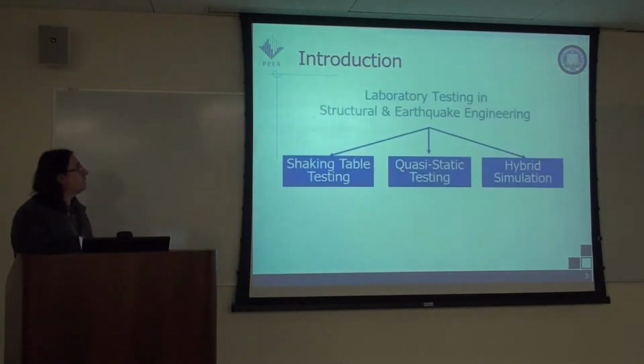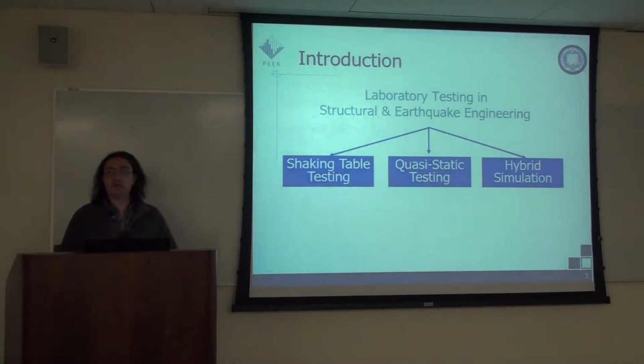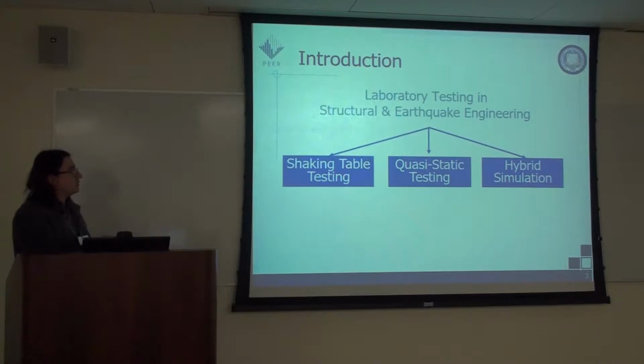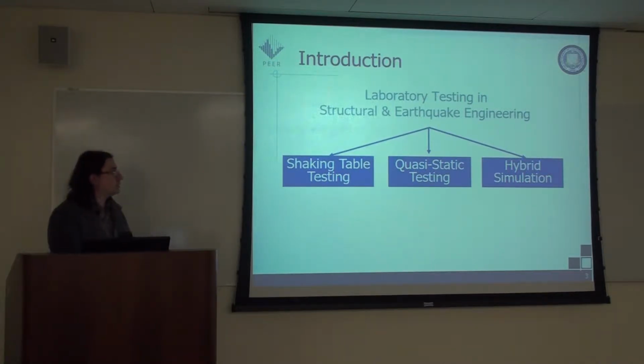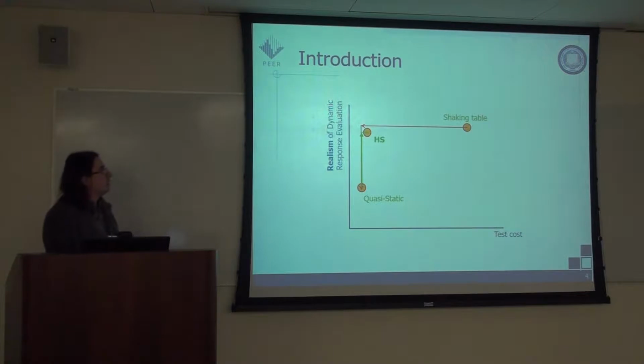Okay, so starting in a really broad sense, what we do in laboratory testing in structural and earthquake engineering can be categorized into shaking table testing, quasi-static testing, and hybrid simulation. And hybrid simulation can be done on a shaking table or in a quasi-static manner. As Professor Selim showed in his presentation, hybrid simulation can achieve the realistic nature of a shaking table test with a small increase in the cost of a quasi-static test.